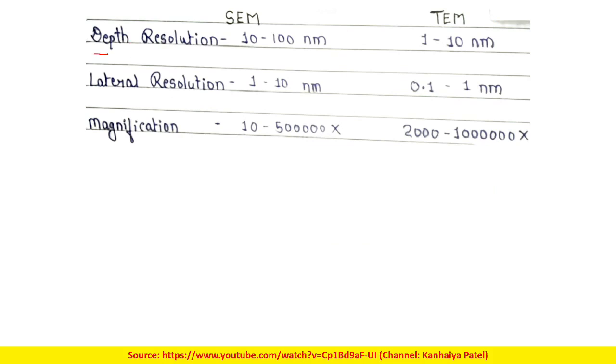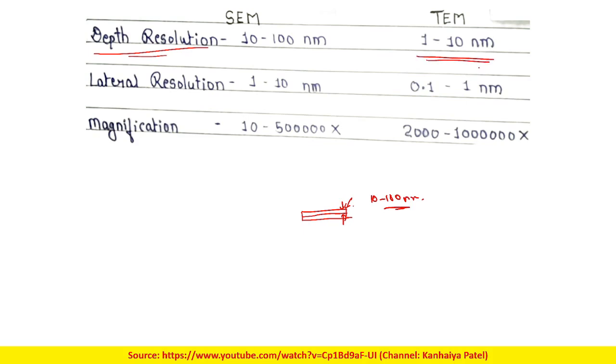In the depth of resolution, I have already told you, if there is a thickness, consider this top, how much information will you be getting? Suppose you get this information over here. In the case of SEM, the total information would be 10 to 100 nanometer. However, in the TEM, it is only 1 to 10 nanometer.